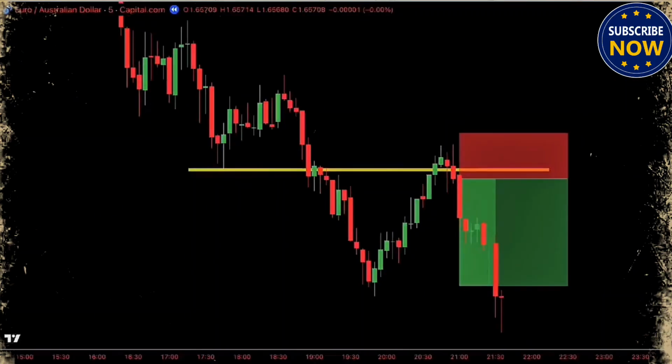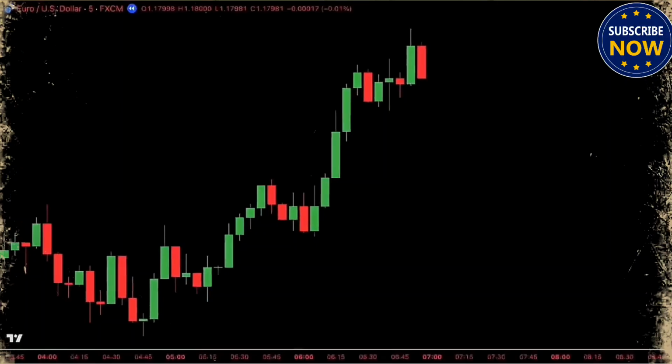This is how the TLS method works. You identify the trend, wait for price to reach a key level, and then enter only when you get a clear signal. This approach allows you to trade with the market, not against it, and helps you avoid low-probability setups. Now let's move to another example.